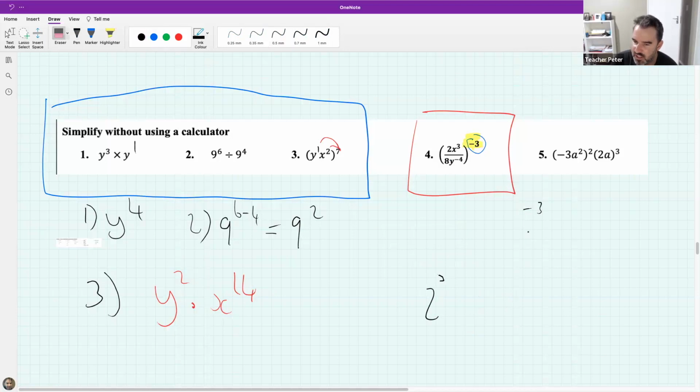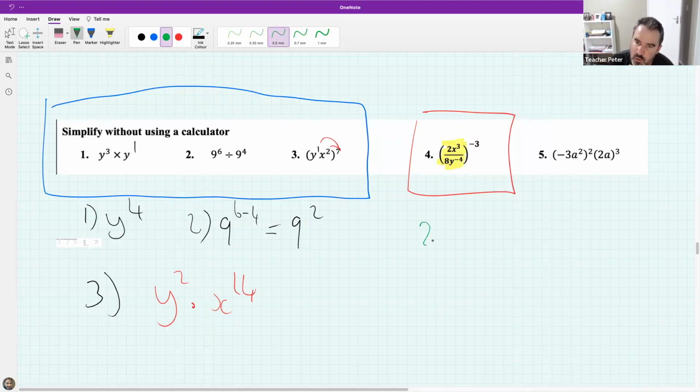What I was thinking is, if we have to put the -3 inside, it takes a lot of work. Why don't we try and clean up what's going on in here first? And then maybe it'll make our life a bit easier. So if I wanted to make y to the -4 positive, what could I do here? We take it to the top.